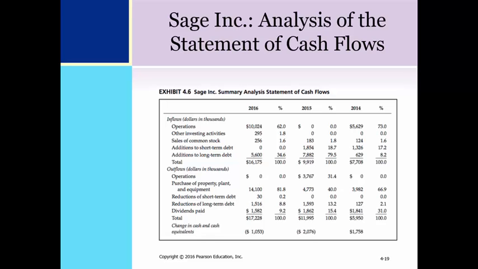Where did Sage spend their cash? Look at the outflows section to analyze cash outflows. The firm had to use cash in 2015 to support operations. The majority of cash spent each year has been for property, plant, and equipment, which is an expected and necessary expenditure if a firm is expanding or replacing worn-out plant and equipment.